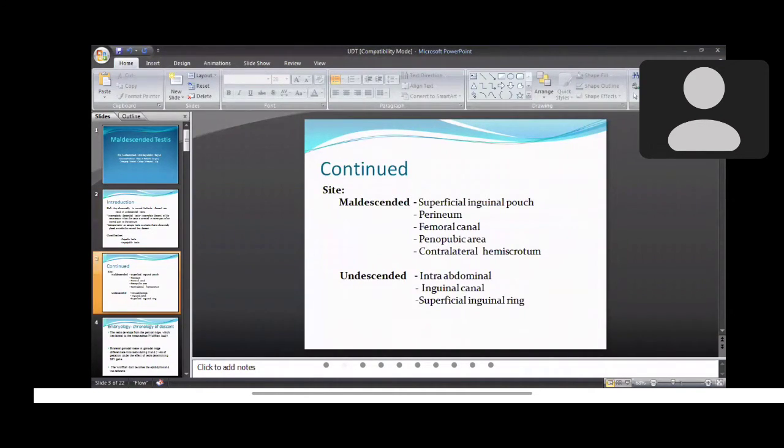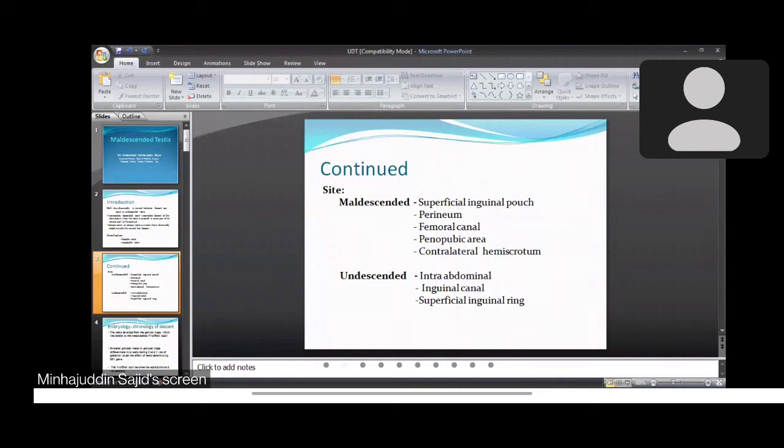Next, maldescended testis. Maldescended testis means the testis which descends, but after descension it stays in the sides, that means near the superficial inguinal pouch. Superficial inguinal pouch means near the superficial inguinal ring, but it does not descend to the scrotum. It may lie around the superficial inguinal ring, or it may stay in the perineum.